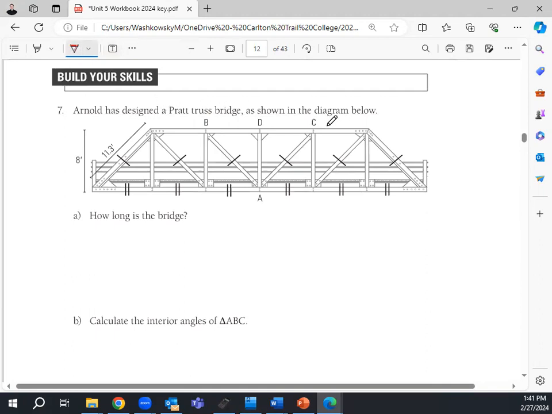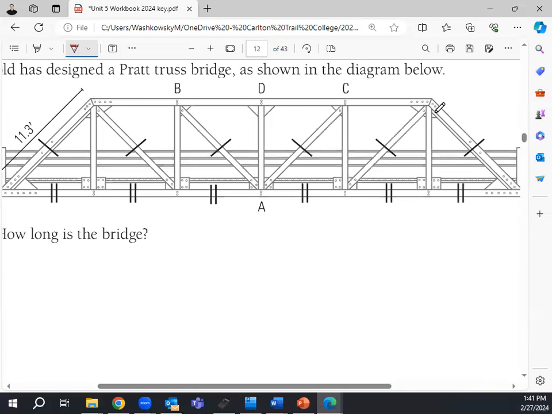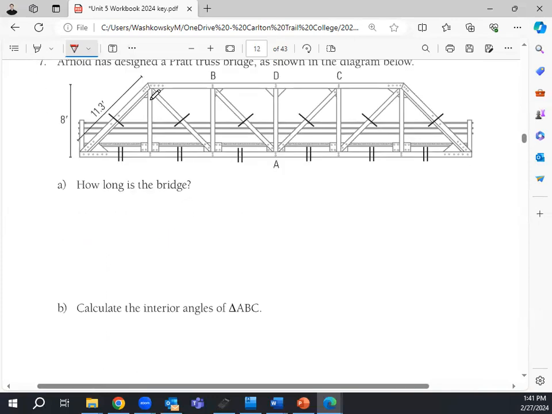Question 7 here is we have a bridge and a whole bunch of different triangles. There's a lot of information on this diagram. We can see there's a whole bunch of big triangles, a bunch of right triangles in here. A lot of these have the same side length. It looks like there are isosceles triangles. There's tons of information to get out of that. The question asks you how long is the bridge. So I will give you a little bit of a hint here.